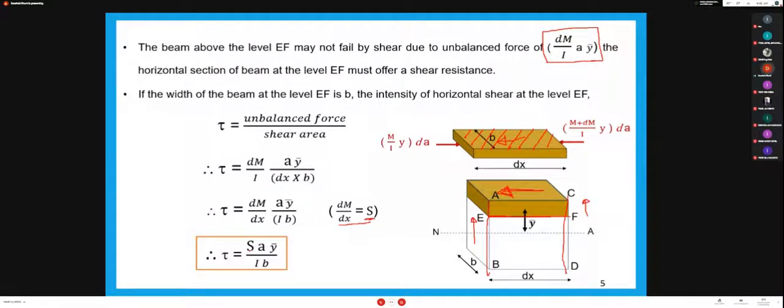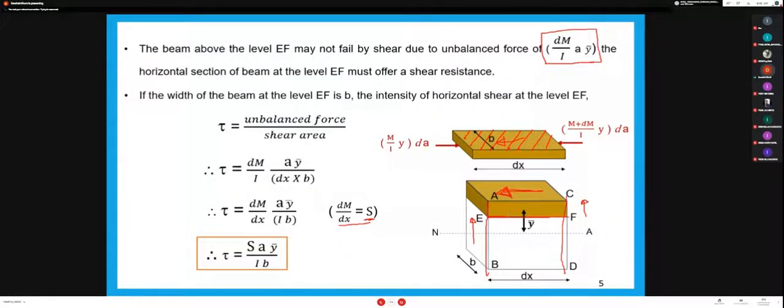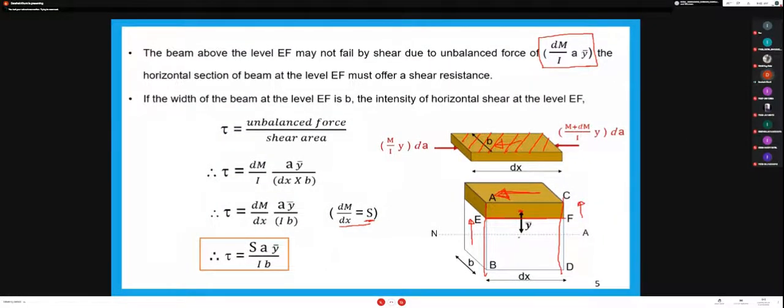Here S is the shear force value, A is the area above the section where we want to calculate the shear stress. Okay. Y bar is the distance from the centroid of that area to the neutral axis. I is the moment of inertia of that section, and B is the width of that section, this one.